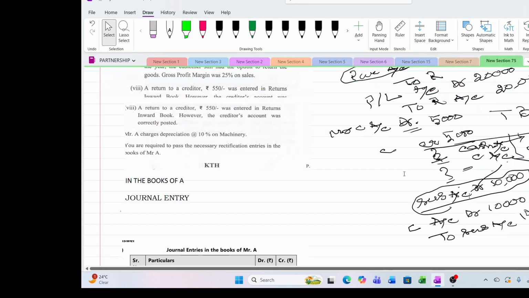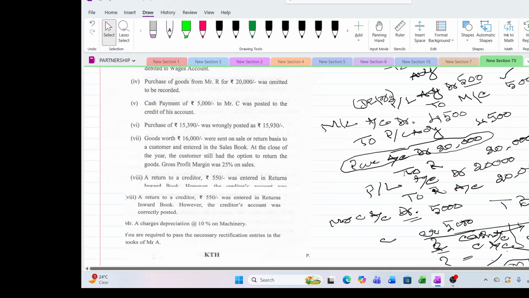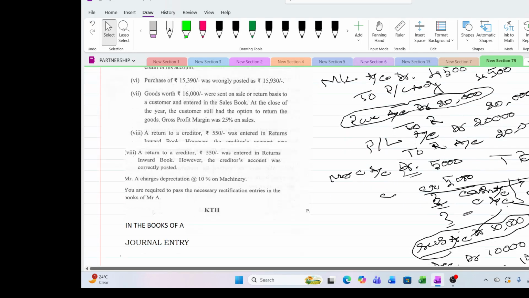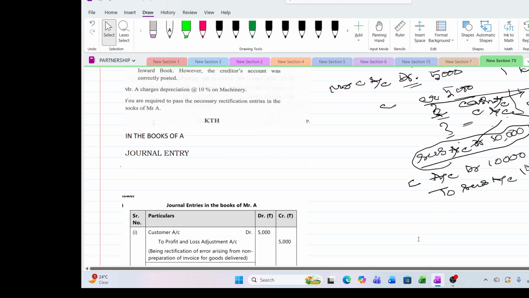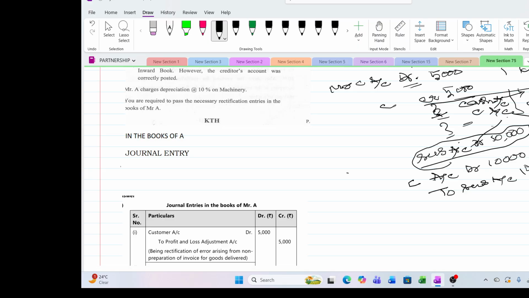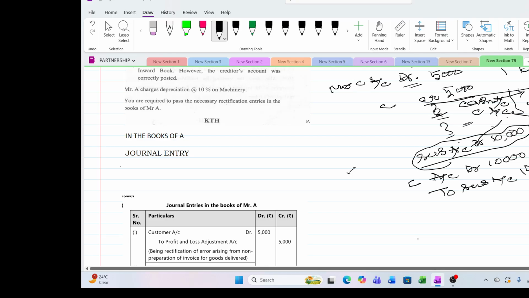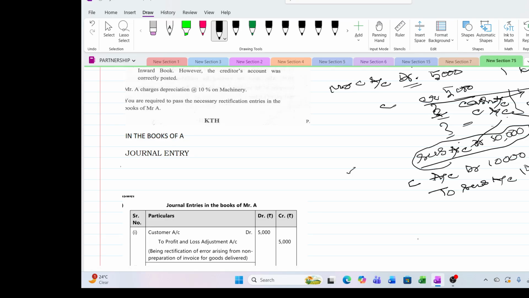Now coming to the next entry. Next entry is purchases. 15,390 wrongly posted as 15,930, an excess. Excess debit made means it would have reduced your profit. I have already told you, on the trading account, if you write anything on the debit side, that will reduce your profit. Instead of writing 390, it was written as 930. So 540 rupees written on the trading account debit side more. So this has reduced your trading account. This has reduced your profit.